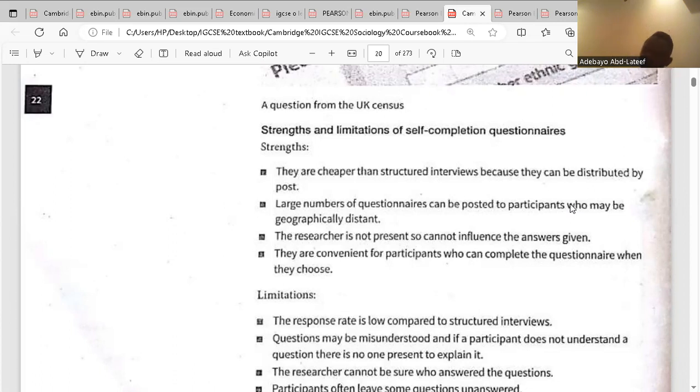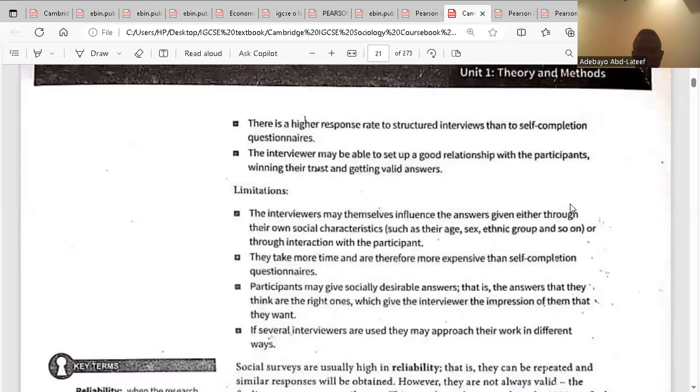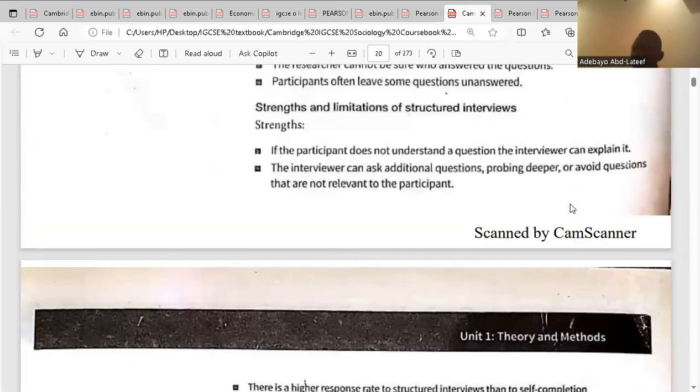Okay. We go to strengths and limitations of structured interview now. For structured interview, the first strength is that since the researcher is available, participants can ask questions. So these things you don't understand, you can easily ask as a participant or respondent. So the interviewer can probe, as more questions could be asked.